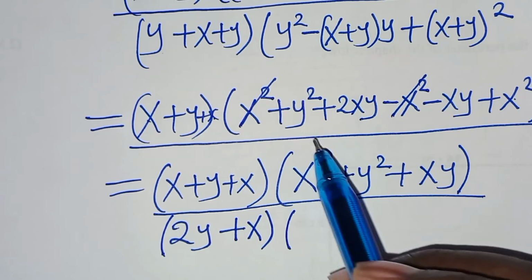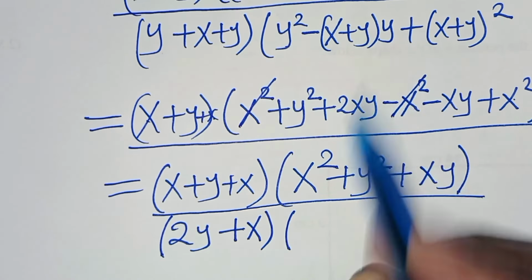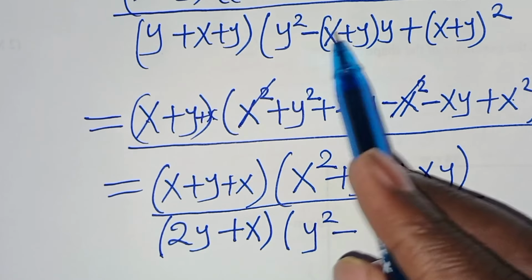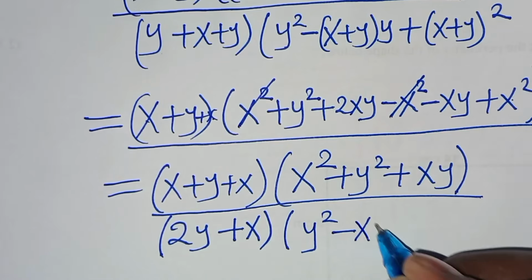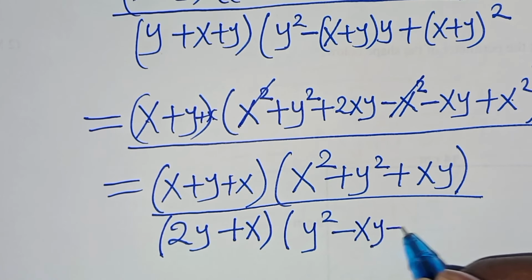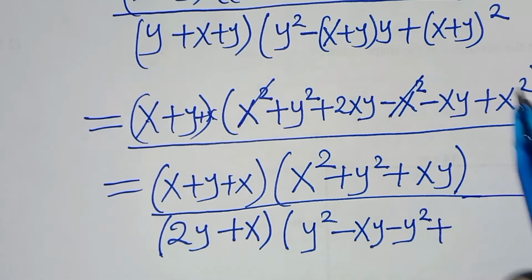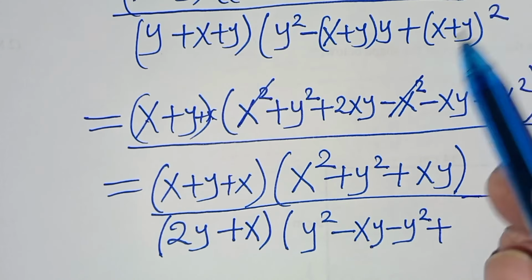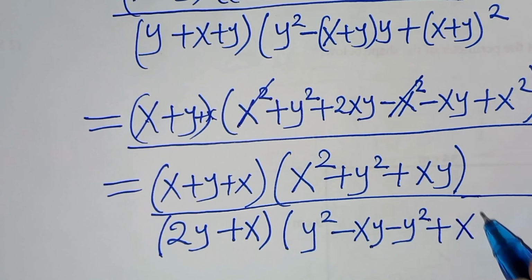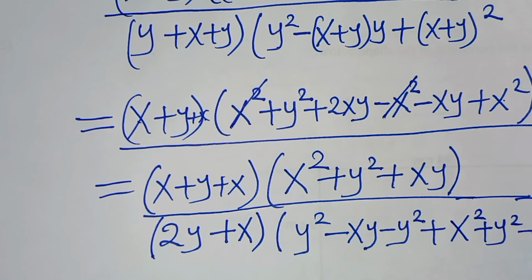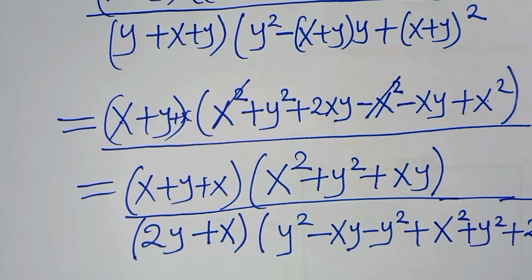Then here, we'll have y squared, subtract minus x times y. So this is xy. Then subtract y squared. Then plus. Now, this is x plus y squared. So this becomes x squared plus y squared, then plus 2xy. Close the bracket.